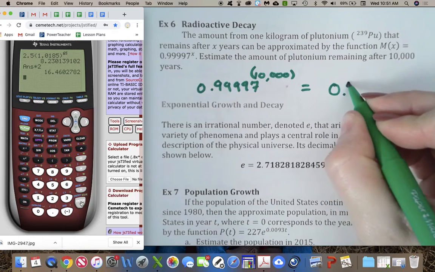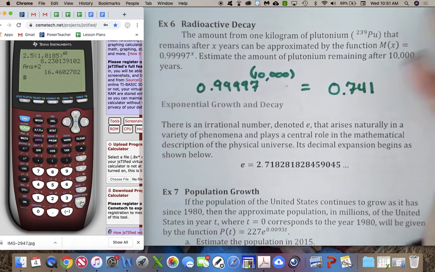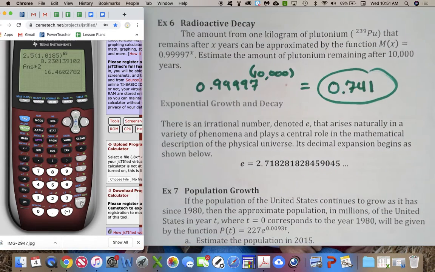0.741. Okay, so this is like 74% of it is remaining after 10,000 years. That takes a long time to break down. Plutonium does.